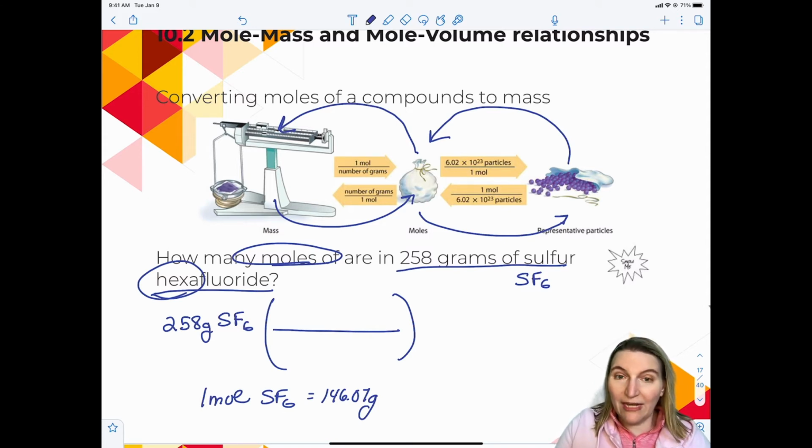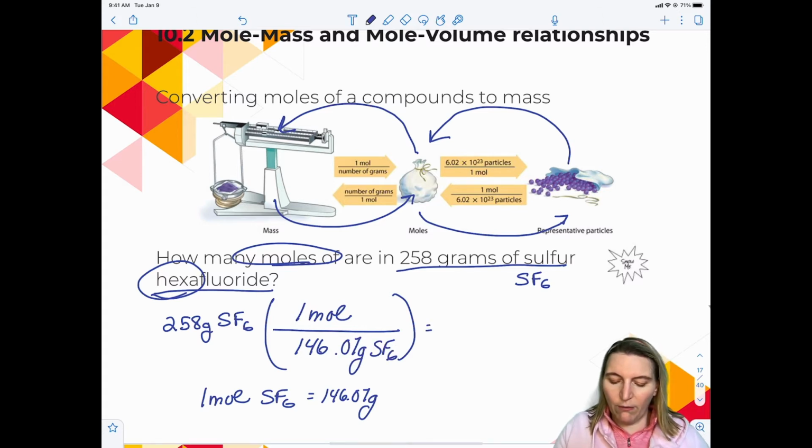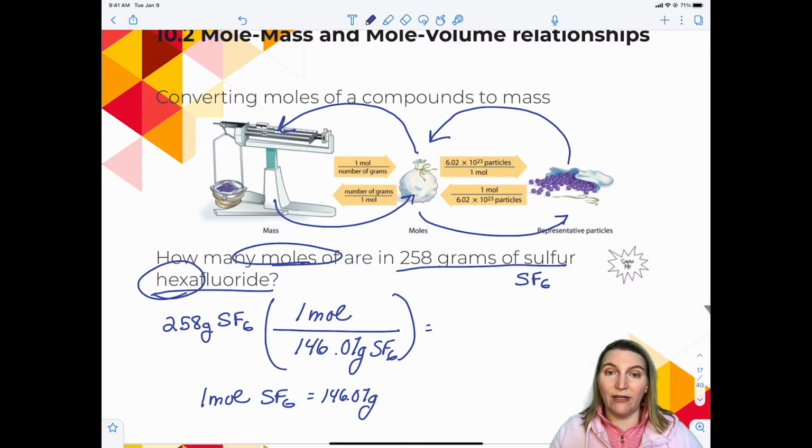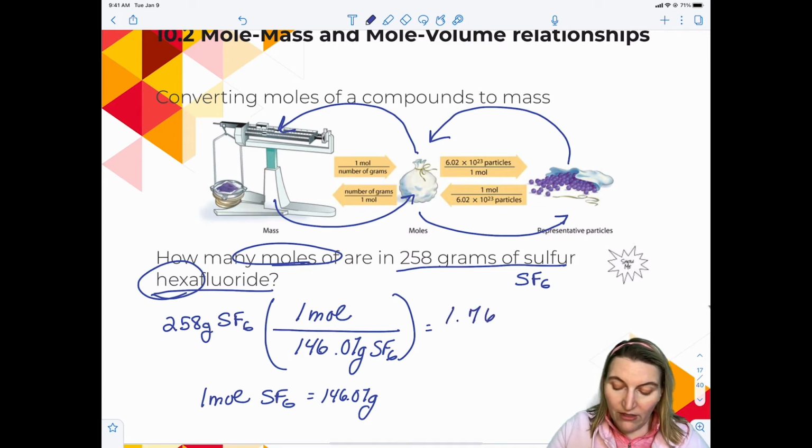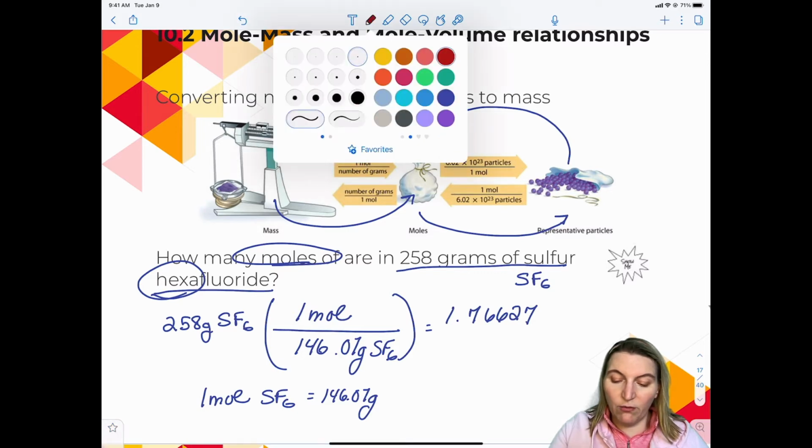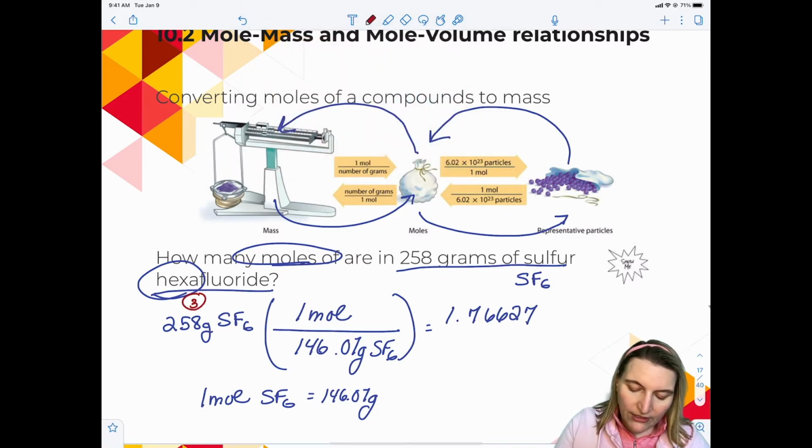So the question is asking me to convert to moles, so I know 1 mole is going to go on the top, and 146.07 grams of SF6 goes on the bottom. And then my calculator, 258 times 1 divided by 146.07. And the answer comes out to be 1.76627.